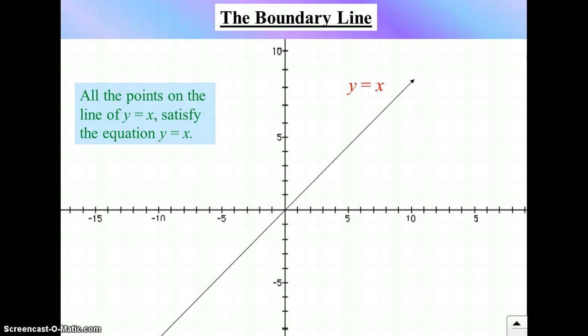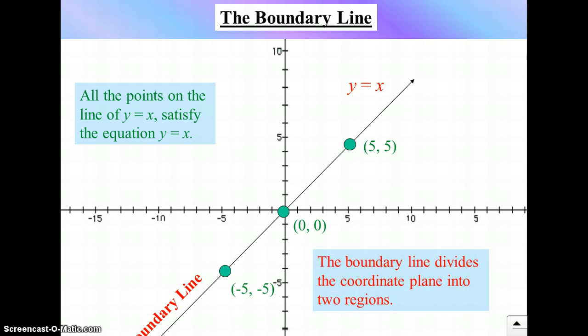All right. Note that all the points on the line y equals x satisfy this equation. A couple examples: (5, 5), (0, 0), and (negative 5, negative 5). Obviously, y equals x in all of these cases. And like I said earlier, we now have a region above the boundary line and a region below the boundary line. So it's going to separate the coordinate plane into two regions. One region is above, one region is below.